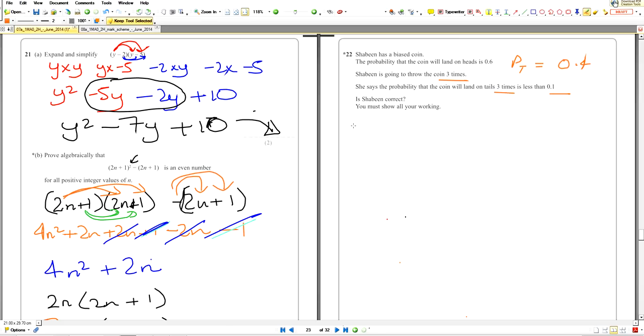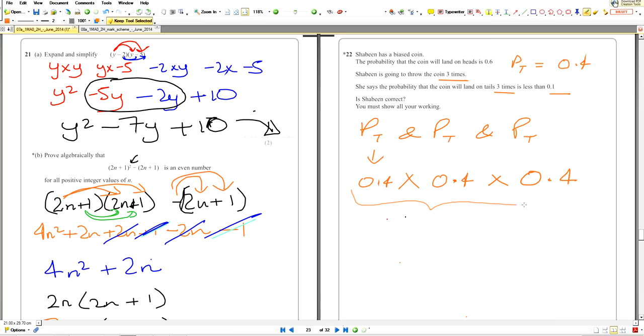Is she correct? So we want the probability of tails and the probability of tails and the probability of tails. So we want 3 tails, yes? What's the probability of the first tail? 0.4. And means times. And the probability of the second tail is 0.4 because they're independent. They don't change. And the last one is going to be 0.4. So what's 0.4 times by 0.4 times by 0.4? Quickly, and the calculator, please, folks.